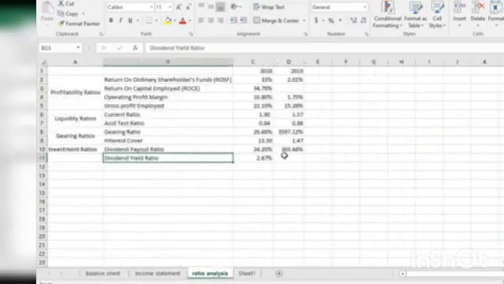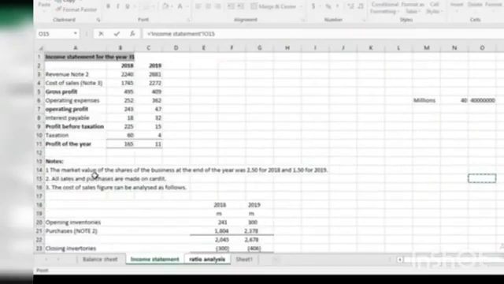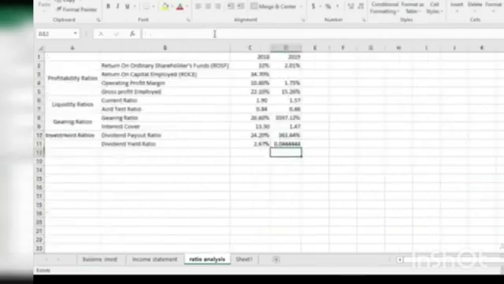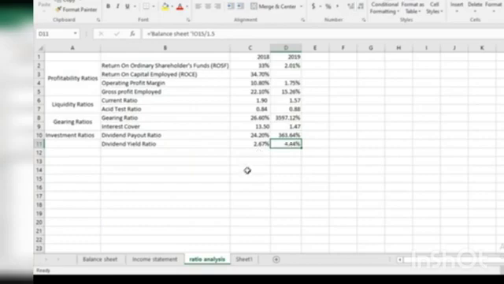So we will go into our Excel sheet and apply the formula. First, we look at the market value. The market value of the shares of the business at the end of the year was 2.50 for 2018 and 1.50 for 2019. So in the ratio analysis sheet we will divide by the market value. Then we convert it into a percentage with two decimal places, that is 4.44%. So we have the value of the dividend yield ratio.